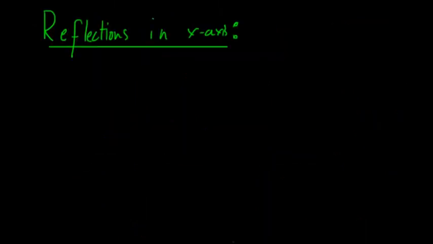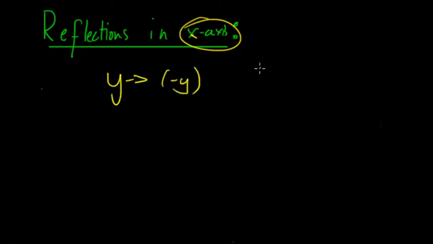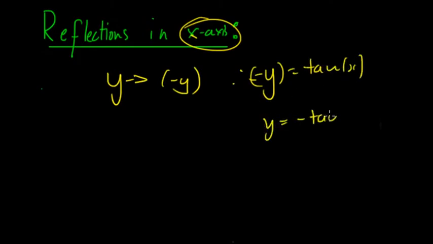So now moving on to reflections. If we want to reflect in the x-axis, so this is like swapping everything in the x-axis or having a mirror in the x-axis, which can change everything. What we do there is we replace y with negative y. So that means our equation is now going to look like negative y is equal to tan x. Take the negative to the side and we get y is equal to negative tan x.